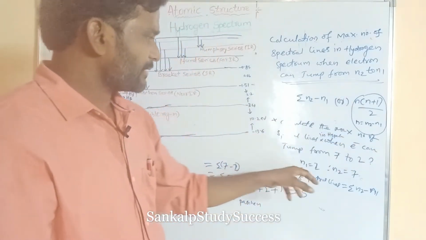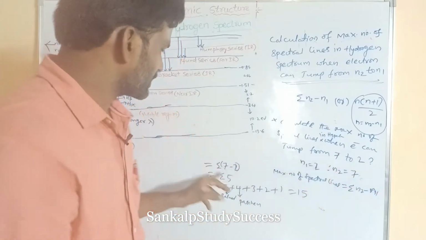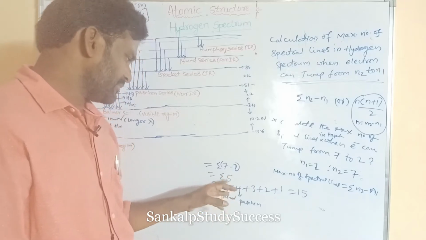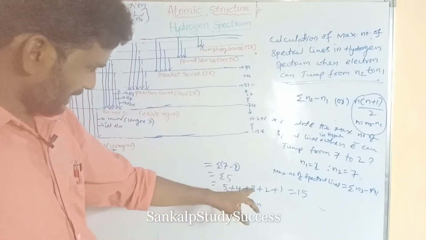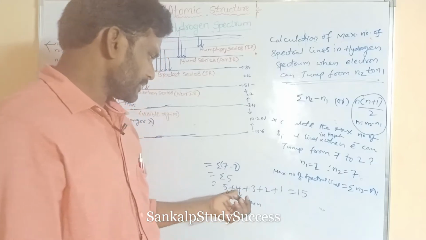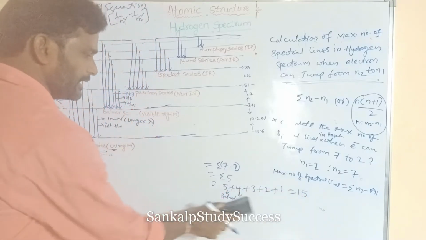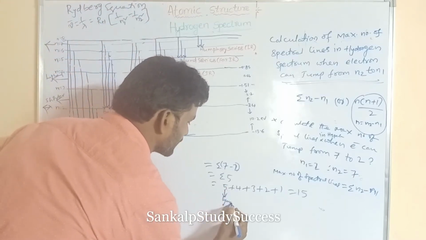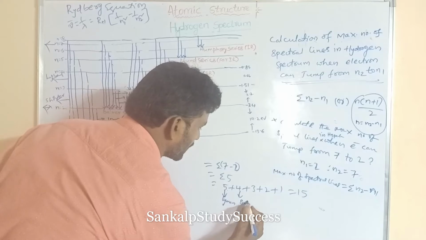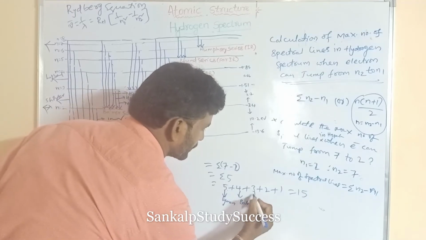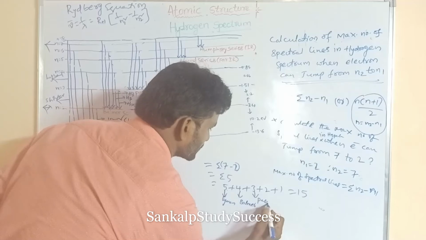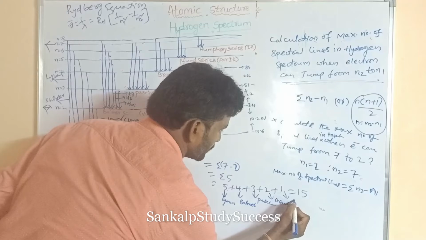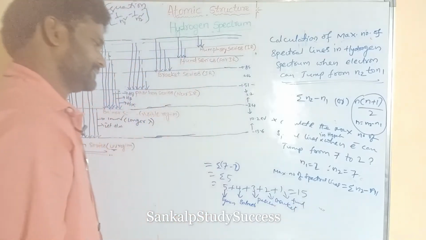That means n1 is equal to 2 and n2 is equal to 7. Sigma (7 minus 2) means 5. Sigma means the sum of, so 5 plus 4 plus 3 plus 2 plus 1. How much? 15. So in these 15, the series are Lyman, Balmer with 4, Paschen with 3, Brackett, and Pfund.